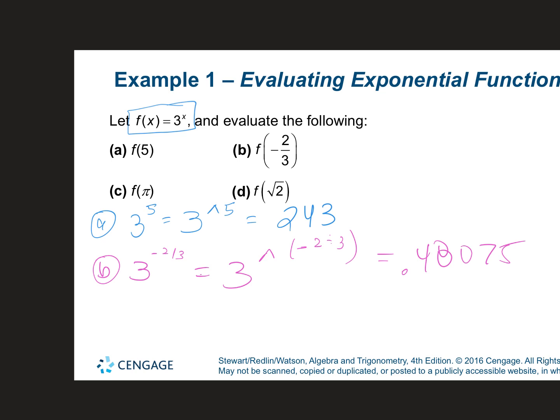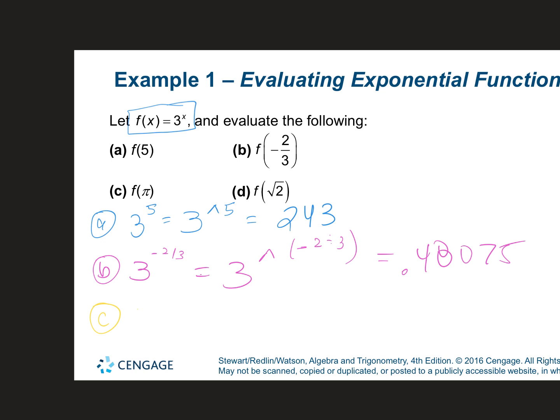Exponential functions, guys, I'll say this a lot. They get big in a hurry or they get small in a hurry, because when you raise something to a power, if you're raising it to a whole number, it gets big fast. And if you're raising it to a fraction or a negative, it gets small fast. It's not a constant rate of change.